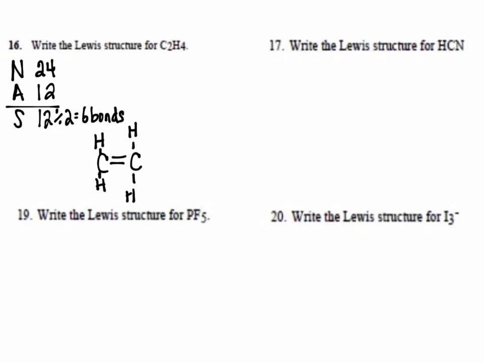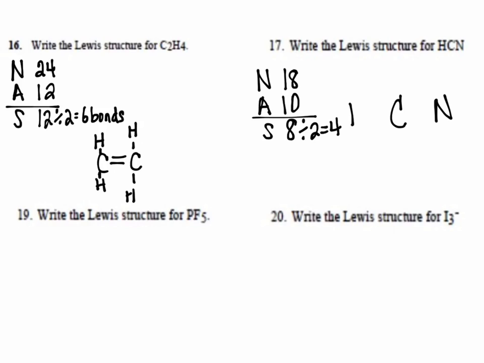Let's go to HCN. Needed, available, shared. How many is needed? 24. Hydrogen only needs 18. 18. How many are available? So we're sharing. So we have 4 bonds. C is in the middle. Hydrogen can only have 1. So that means the other 3, the triple bond, and we get 2 on nitrogen. Should we always divide by 2? Always divided by 2, yes.